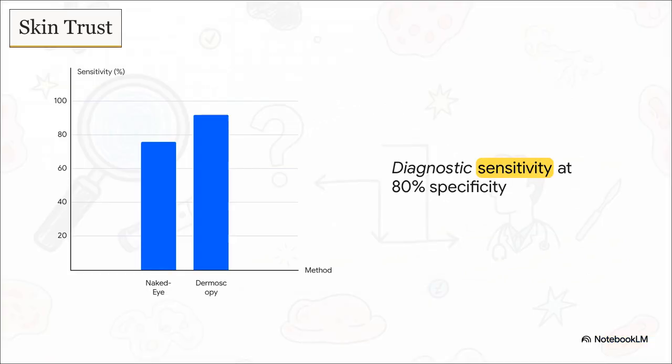And this brilliantly illustrates the real value of proper training. Look at this. In the Cochrane Melanoma Review, at a fixed specificity of 80%, estimated sensitivity jumped from about 76% with just a naked eye examination, all the way to 92% with trained dermoscopy. That's a huge leap. But don't miss the key word there, trained.